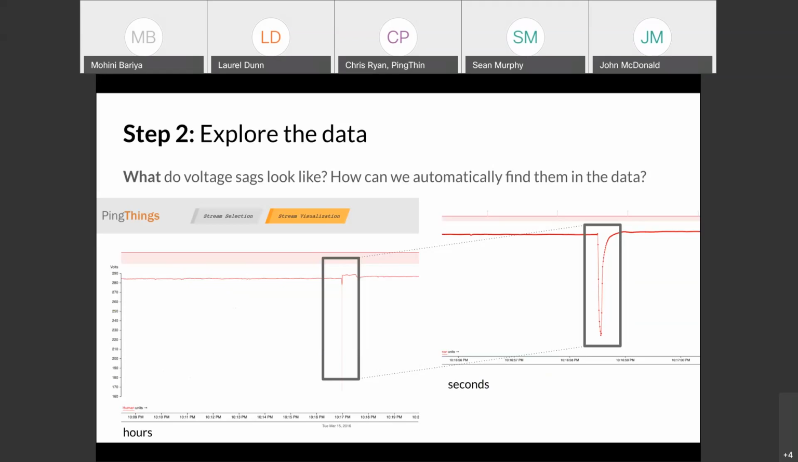And once I found a sag, I can quickly zoom in to look at it at much higher time resolution. So I can go from hours to seconds very quickly and really familiarize myself with the shape of these events. So looking at these sags, I understand that what I should really be looking for to detect sags is large deviations in the magnitude of the voltage from nominal.